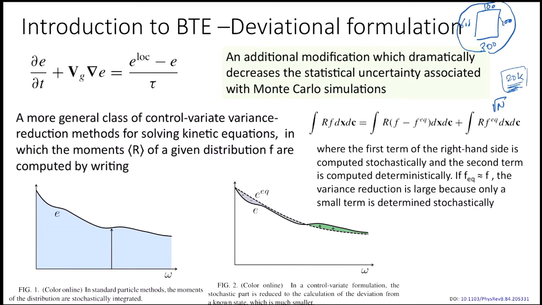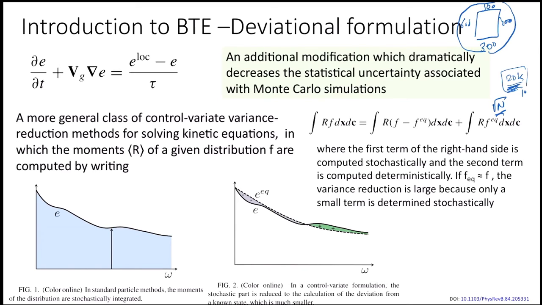So it's not going to be very fast. Let's say if you want to bring 20 to 10, you have to increase the number of particles by a factor of 4. So it's not going to help much, and the computational time would increase. So there was a new formulation which was introduced.